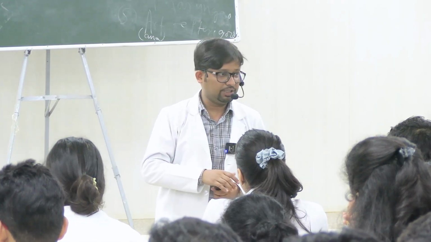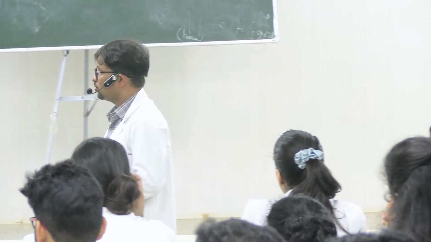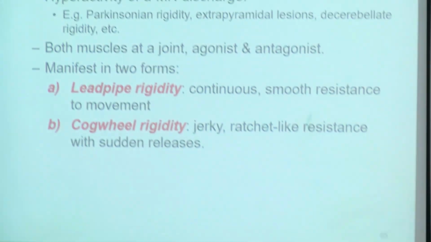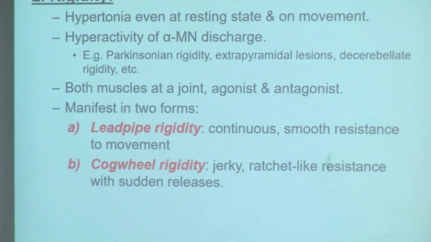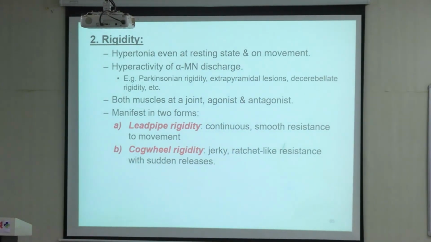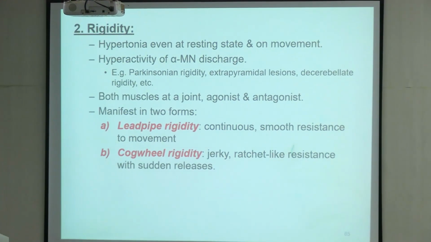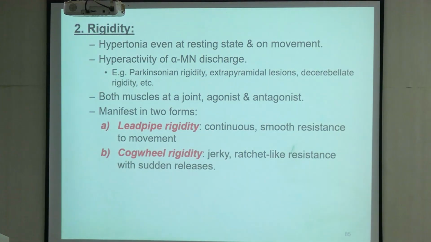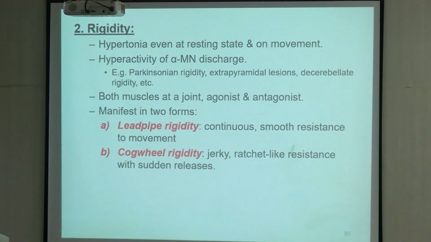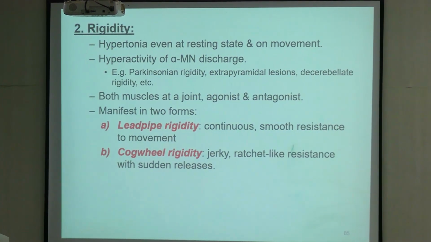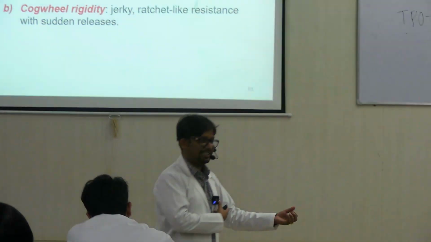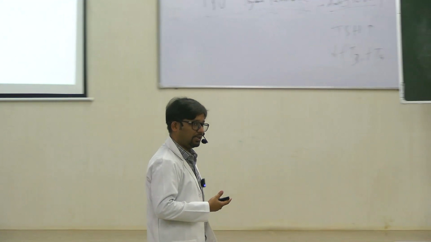So this hypertonia is because of alpha motor neuron activity, right? So this is the important difference. Spasticity we used for gamma motor neurons, and here we have used it for alpha motor neurons. Rigidity can be present during movement and also at rest. One more difference is that even if you are not in movement, it will be there, but even if the muscle or the particular group of muscles is at rest, then also there will be hypertonia.